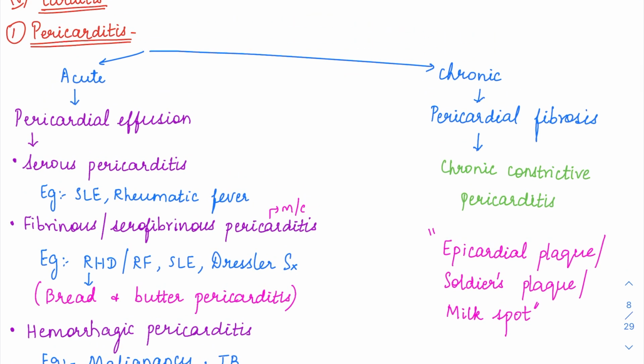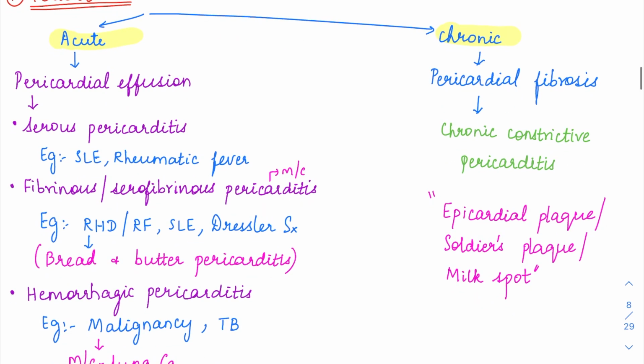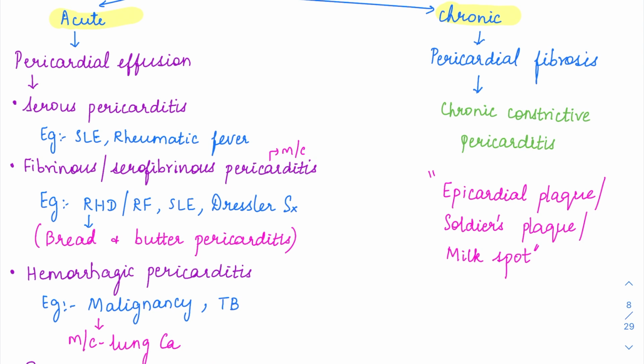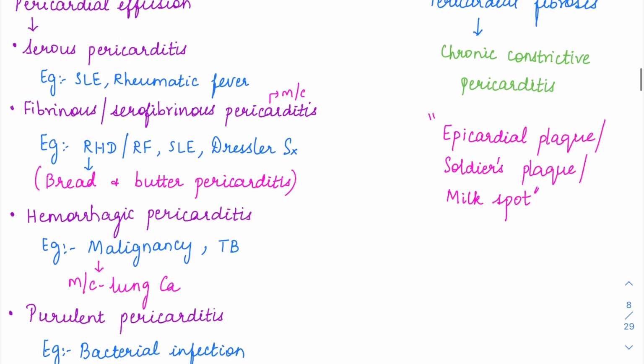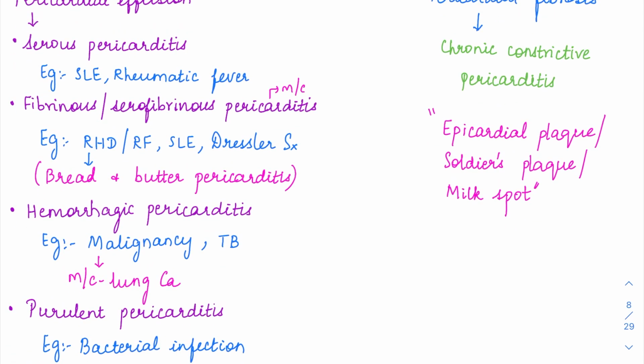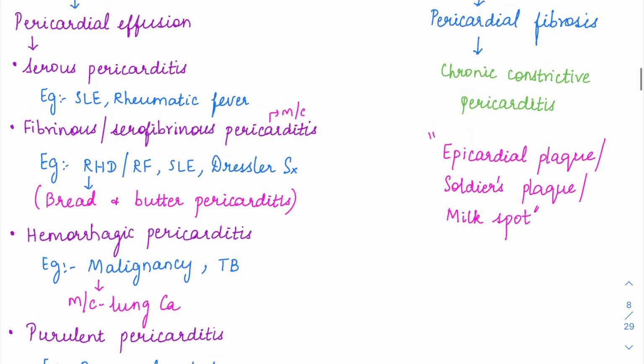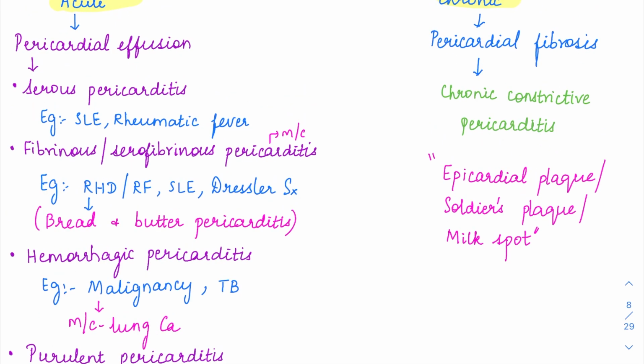It can be either acute or chronic. In acute pericarditis, it will usually result in effusion. So pericardial effusion. Effusion is nothing but fluid accumulation in the pericardial cavity. Pericardial effusion can be of various types depending on the type of fluid which is getting accumulated. So we have serous pericarditis, fibrinous pericarditis, hemorrhagic pericarditis, purulent pericarditis and caseous pericarditis. Let's see examples for each of them.